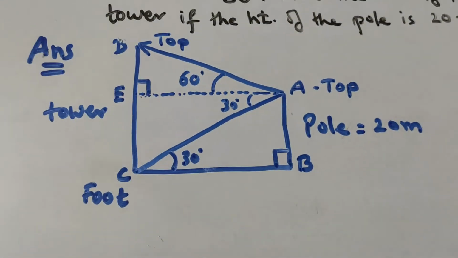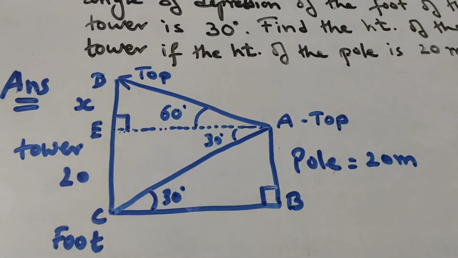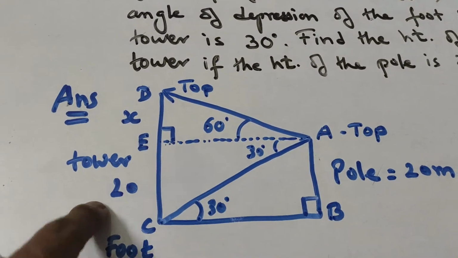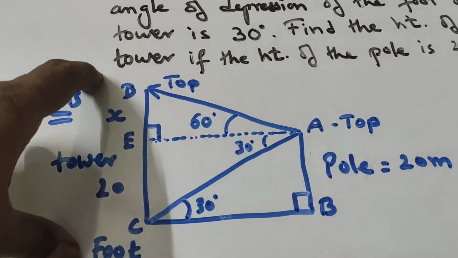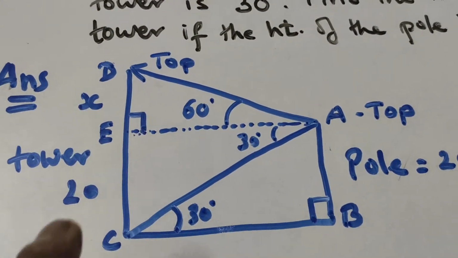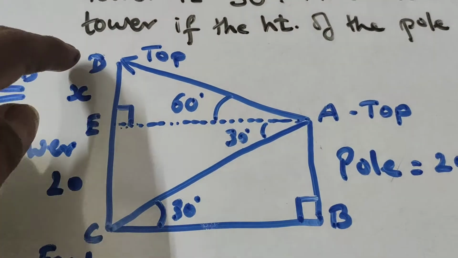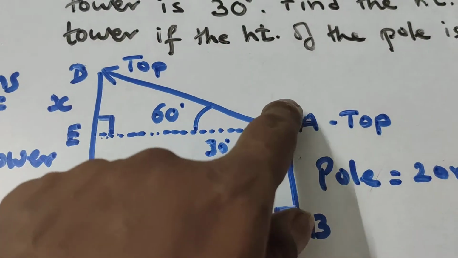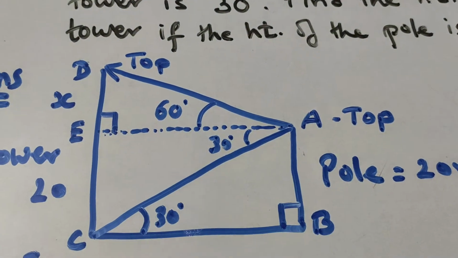So let us start. Here 20 meters and this is X. So the height of the tower is 20 plus X meters. And in the diagram we get two right angle triangles. One is DEA and another one is ABC.